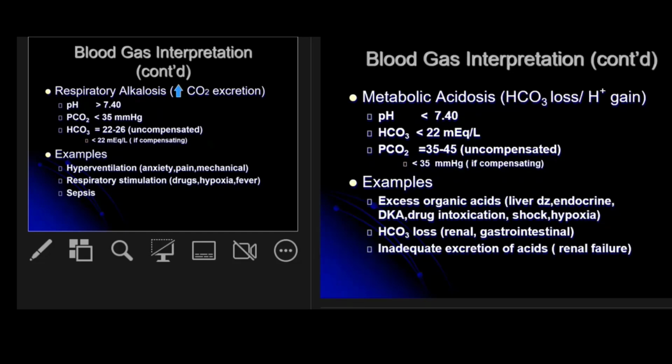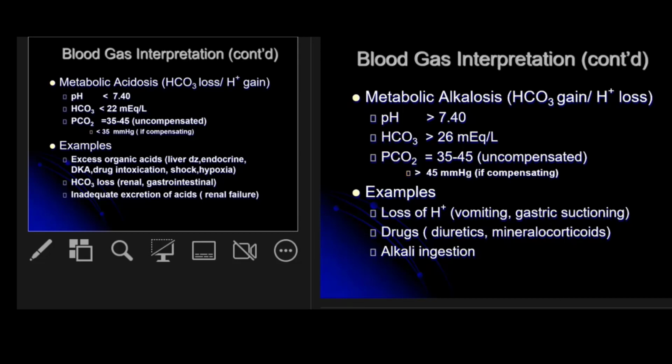Respiratory alkalosis is where you have CO2 loss. That's where your pH is greater than 7.40. Your CO2 is less than 35. Your bicarb, again, is going to be in the normal range if it's uncompensated, and it's going to be less than 22 if you're trying to compensate.